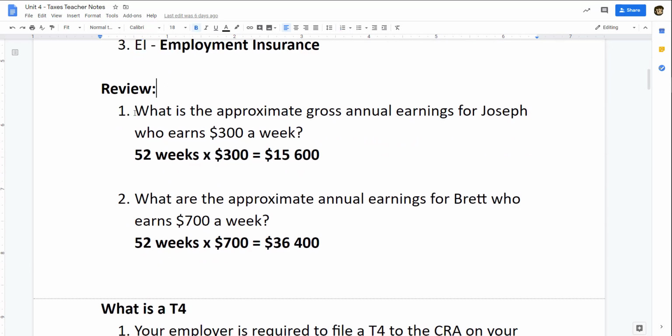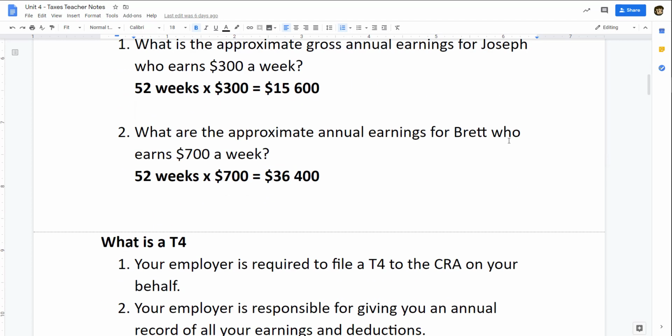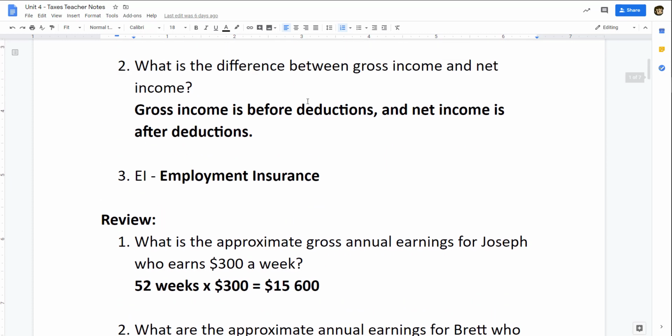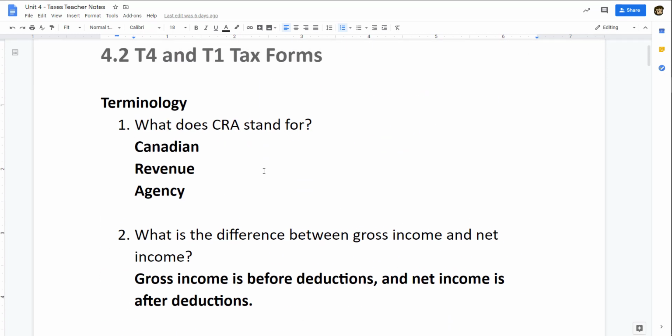Okay, some quick review. What is the approximate gross annual earnings for Joseph, who earns $300 a week? Well, how many weeks are there in a year? There's 52 weeks in a year. And he earns $300 a week, so 52 times 300, and that's how much he earns per year. Same idea with the next one, except it's Brett, and he earns $700 a week. Well, there's 52 weeks in a year, times $700 a week, and that gives us $36,400 a year.